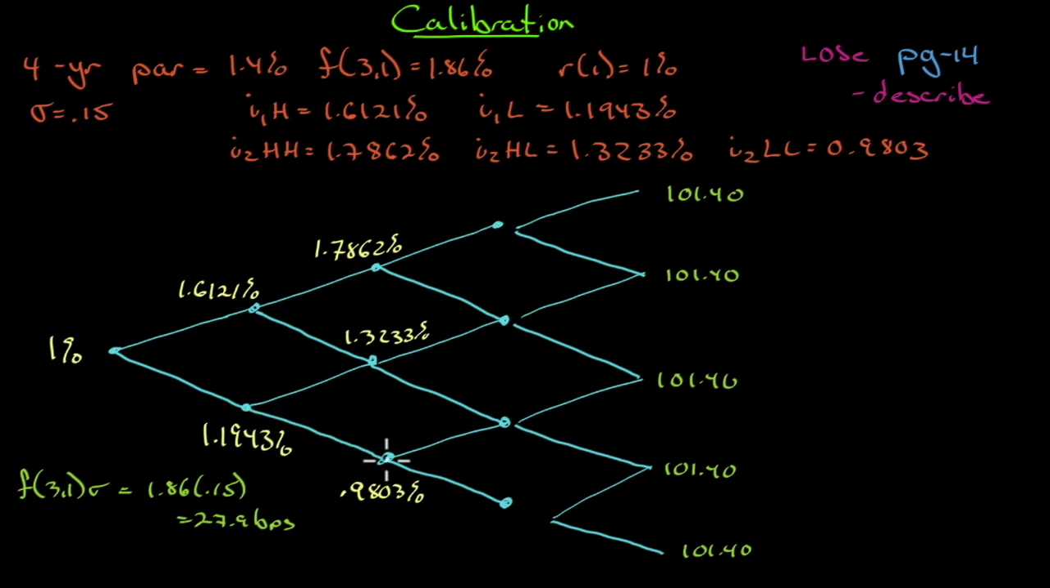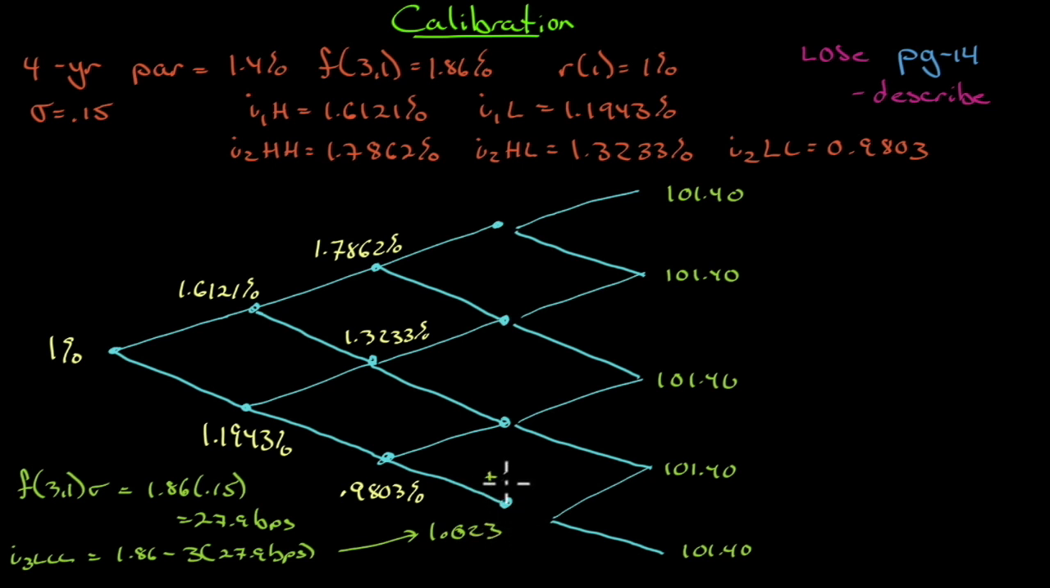This is 2 standard deviations down. This is 3 standard deviations down. So I3LLL is equal to 1.86 minus 3 times 27.9 basis points. And here that will give us 1.023. There's a good starting point.